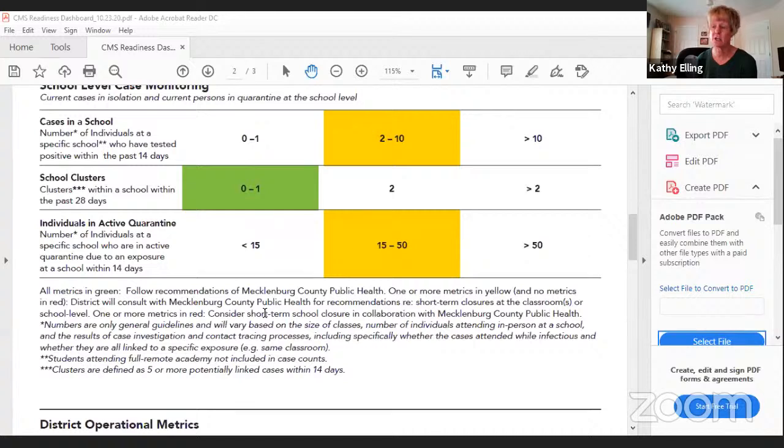Individuals in quarantine, and you'll see that number is moved to yellow for us. This is also, I want to reiterate, a 14-day count, and that number will change next week. We have a group of individuals quarantined at one specific school, and we anticipate that all those individuals will return, and that number will change next week.